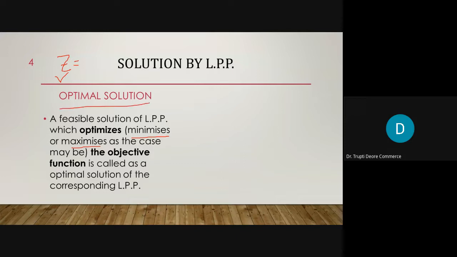So optimum solution, it means a feasible solution which optimizes. It means which satisfies the objective function is called as the optimal solution of the corresponding LPP. So Z, whatever Z we have formed, it is called as the objective function, right? When the conditions fulfill with the variables x and y values. These are variables. So when these x and y values satisfy the conditions of Z, objective function, it is called as an optimal solution.